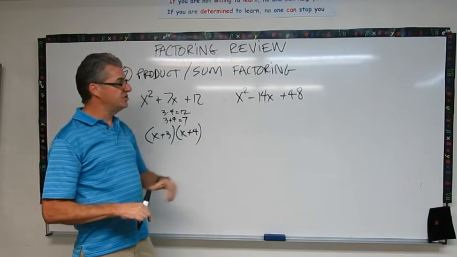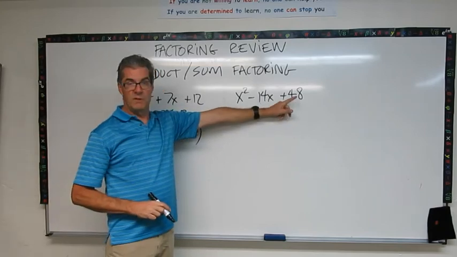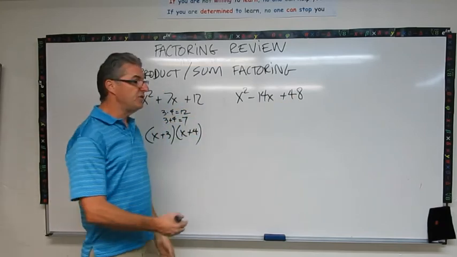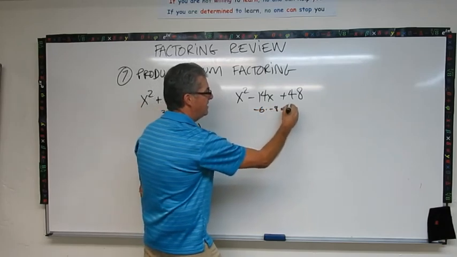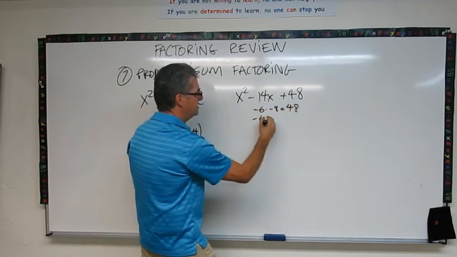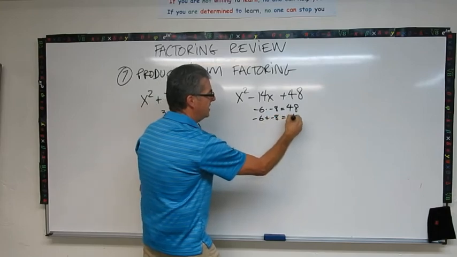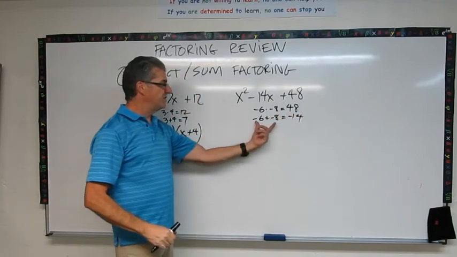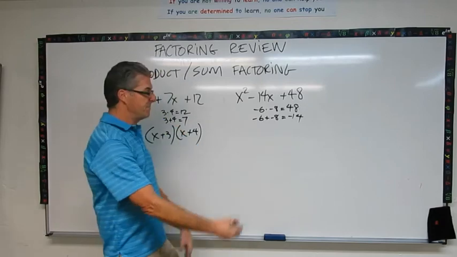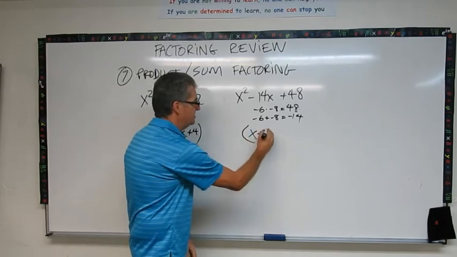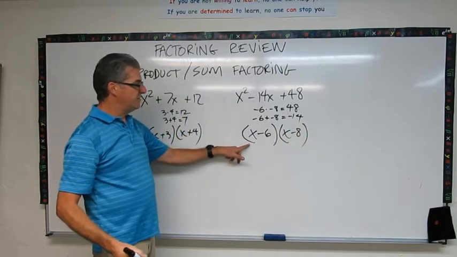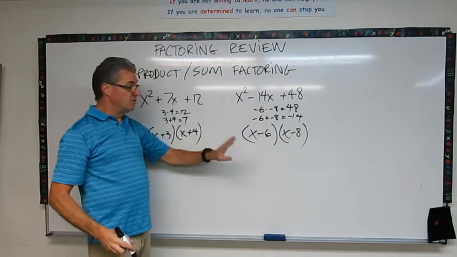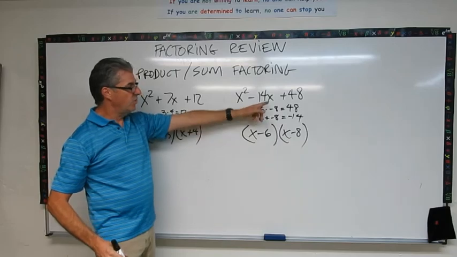So I'm going to skip to the chase. 48 can be obtained by multiplying negative 6 times negative 8. That's positive 48. And negative 6 plus negative 8 equals negative 14. So my two factors are negative 6 and negative 8. Now I just go straight to this step, x minus 6 times x minus 8. And that's the factorization of that one. Remember, you can check it, you can FOIL that, and you should wind up back at that.